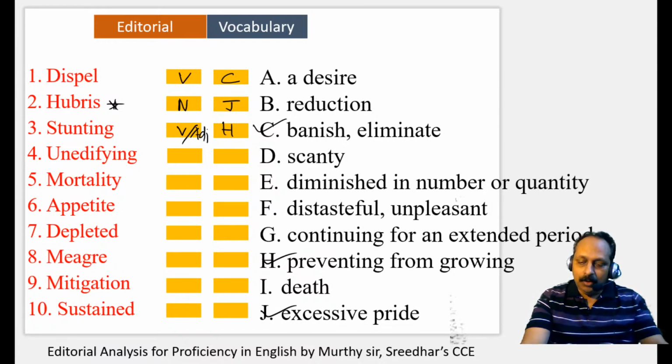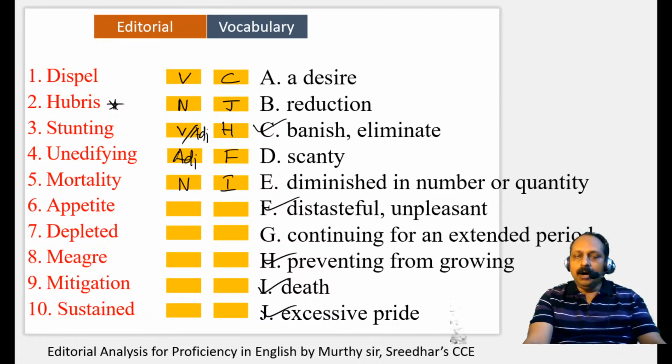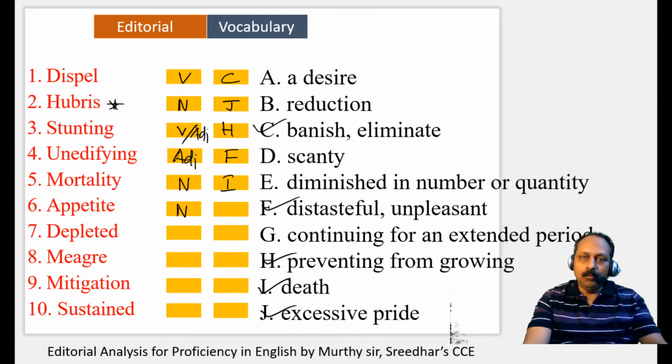Someone has gone to the 10th one already. Unedifying. Part of speech, adjective. And what is the meaning of that? Distasteful or unpleasant. F is the answer. Mortality. Part of speech, noun. It means death. I is the answer. Appetite. Appetite usually goes with food, hunger, and in this context, desire. Part of speech, noun. And what does it mean? A desire. A is the answer.